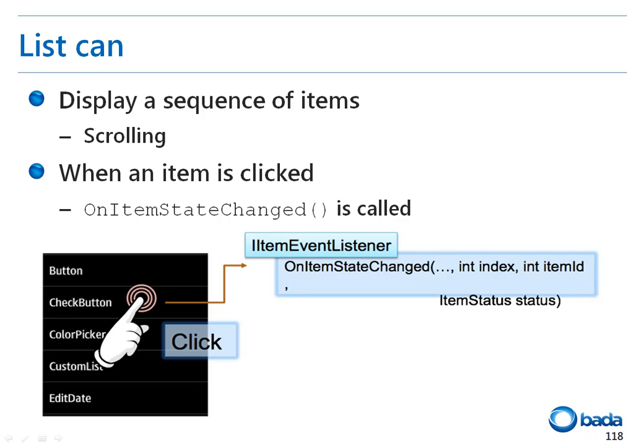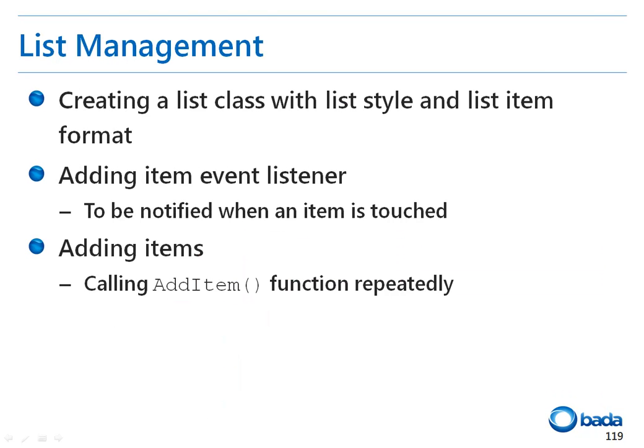Now, let's see how we can actually use lists. When you create a list, you have to specify the list style and the item format. Then, add an item event listener so that if an item is touched, this event can be notified to the program. Then, add these items to the list. You can add items to a list by repeatedly calling the addItem function.